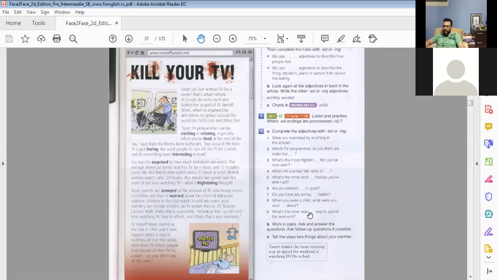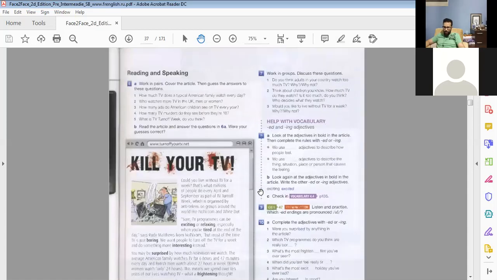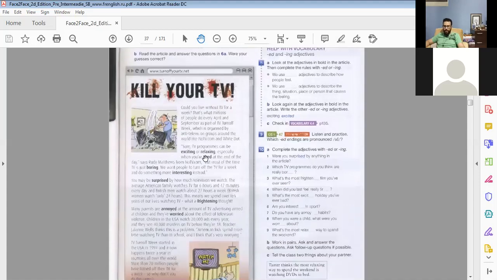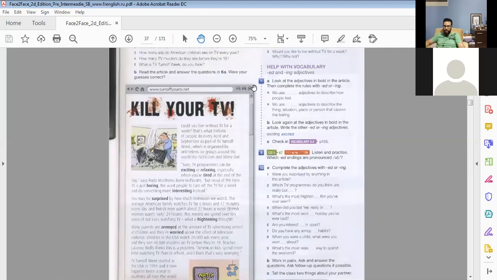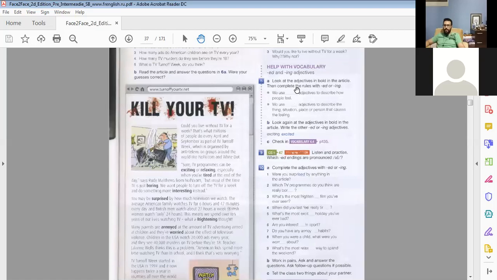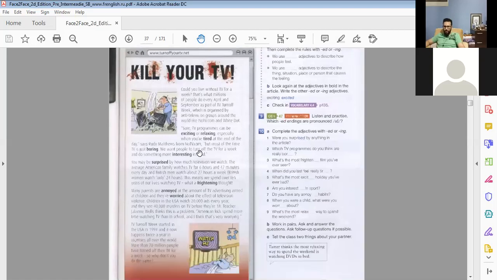Okay. Now we still have other questions. But before we go to the other questions, I just want you to see the difference between how we use the adjectives with ing and the adjectives with ed. So let's leave question 7 now. Let's just check question 8 very quickly. It says, look at the adjectives in bold. So do you see the bold words? Exciting, relaxing, tired, boring, interesting, surprised, frightening, annoyed, worried. So these are the adjectives we have in the article.